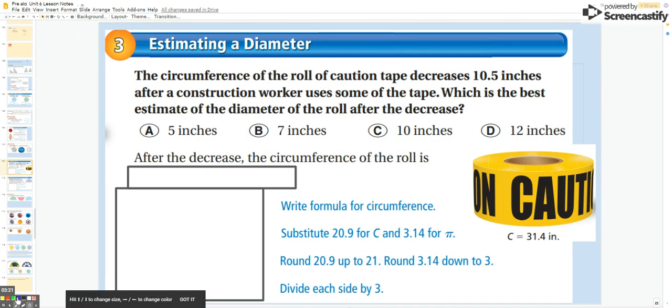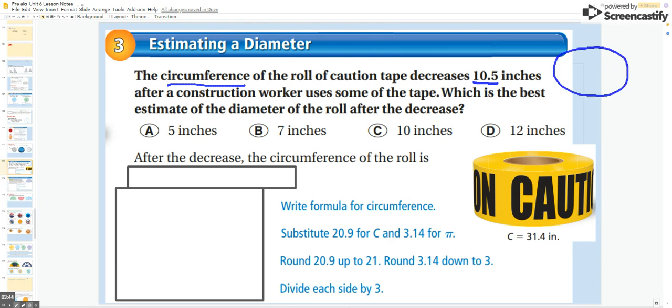All right, this question is very interesting. The circumference is decreased 10.5 inches after a construction worker uses some of the tape. So now we need to find the estimate of the diameter of the roll after the decrease. So let's say this is a perfect circle. And now it's decreased to like this, because they use a tape.